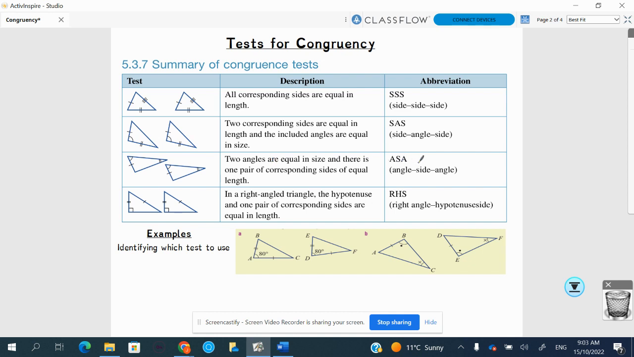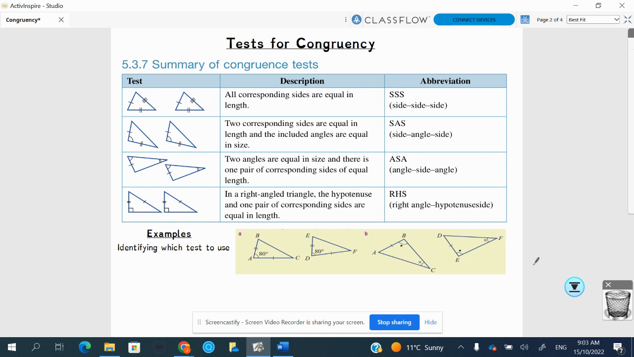ASA, or AAS, is angle side angle, or whichever order you want to put it in. And that means that two angles are equal in size and there is one pair of corresponding sides of equal length. And the last one is RHS, or right angle hypotenuse side. In a right angle triangle, the hypotenuse and one pair of corresponding sides are equal in length.